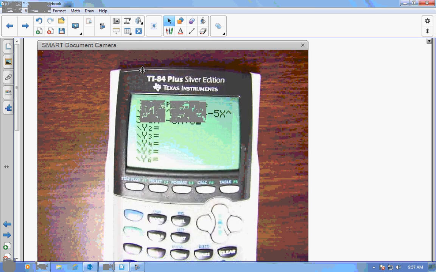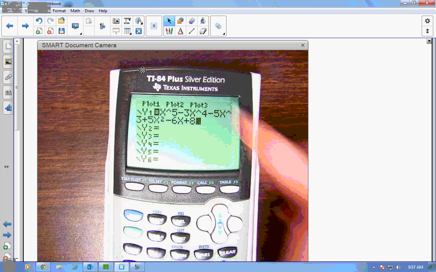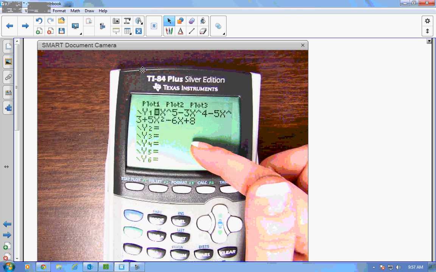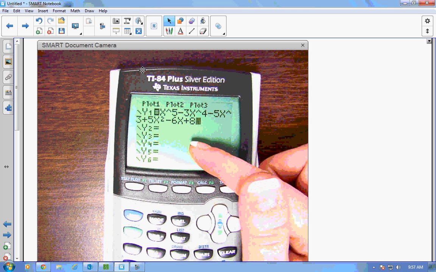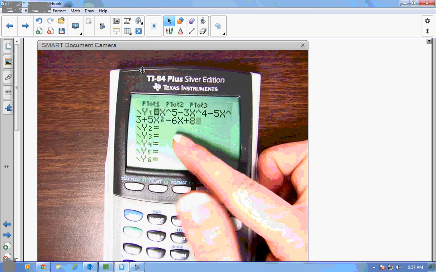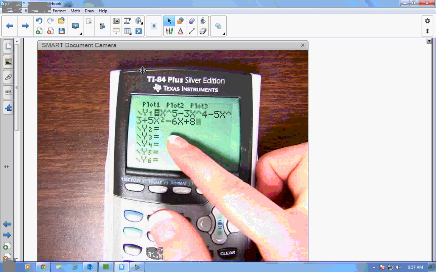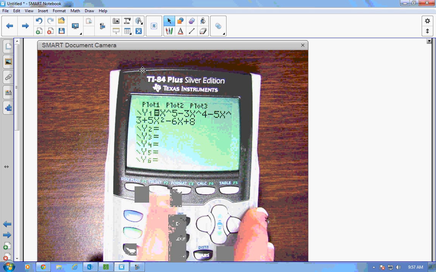Then we're going to graph it, and we're looking for the x-intercepts, because those will be zeros. And then we'll verify them through synthetic division. Okay, does everyone have that typed in? So it's x to the fifth minus 3x to the fourth minus 5x to the third plus 5x squared minus 6x plus 8.